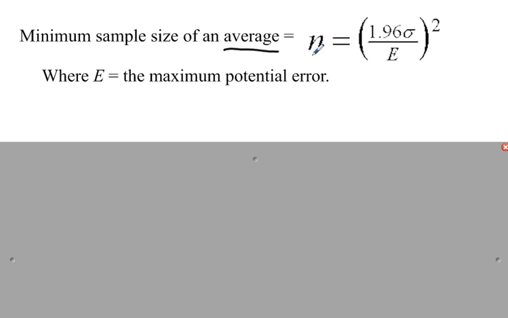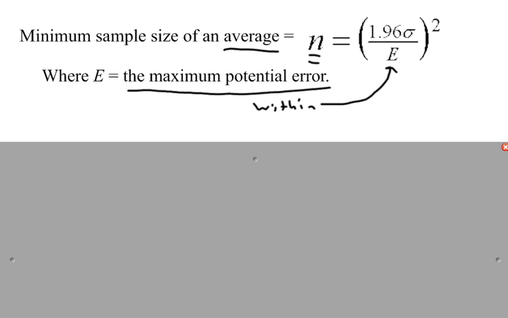Now n, that's what we're solving for, the number of people, equals, there's that number 1.96 again, times the standard deviation divided by E. Now E is new to us. E is the maximum potential error. It's what you want to be within. So when you see the word within, that's E. So we want to be within 5 years, within $10, within, I don't know, whatever you want to be within, that's your E.